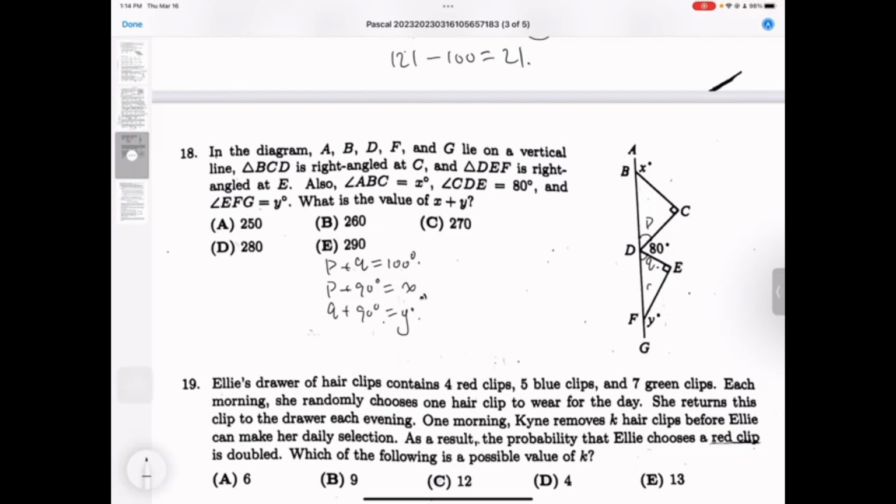Because we need to find the value of x plus y, we add these two up. So x plus y is P plus 90 plus Q plus 90, and then we know that P plus Q is 100 degrees. So this becomes 100 degrees plus 90 degrees plus 90 degrees, and that is 280. So the answer is 280.